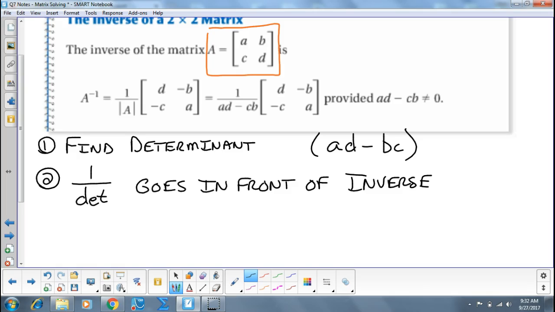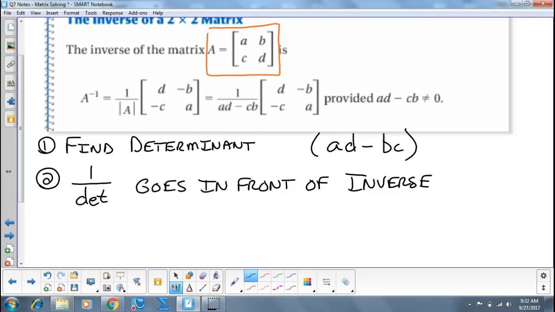So that could be a fraction. And honestly, I would leave that fraction out in front all the time. Unless it's a nice one like 1 or negative 1. Then you could multiply it in if you need to. But otherwise, just leave it out in front, and you'll see why in a minute.